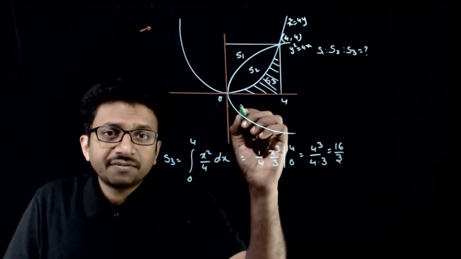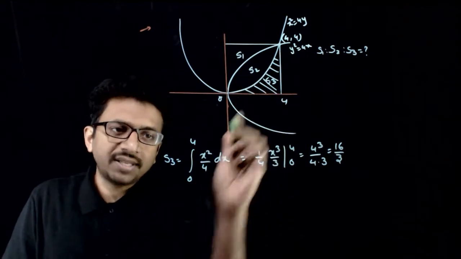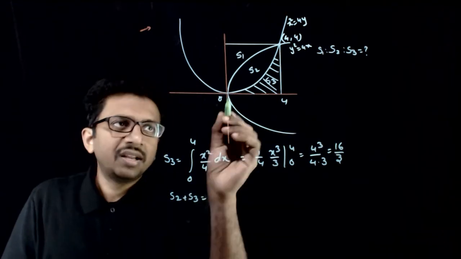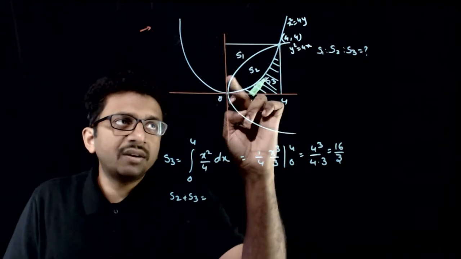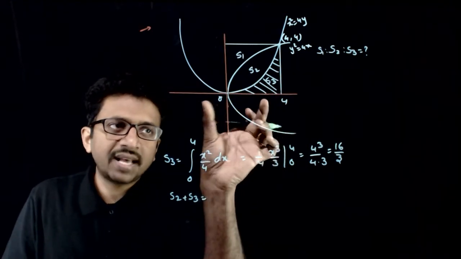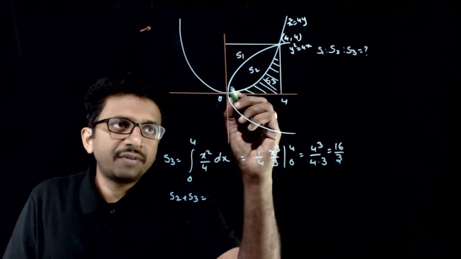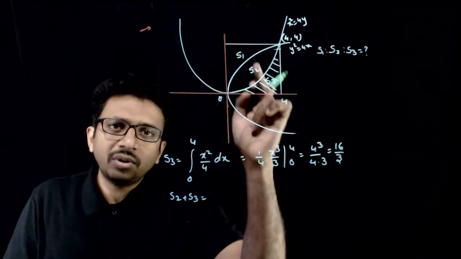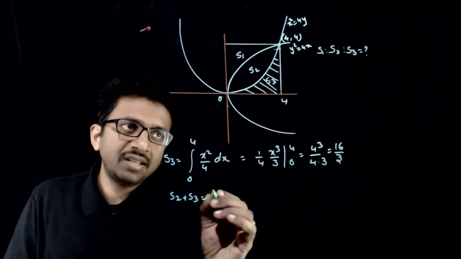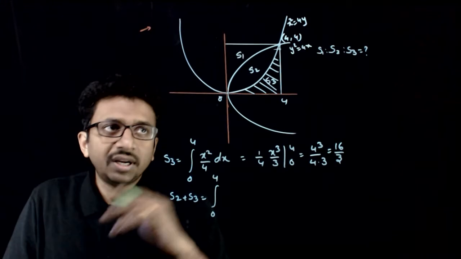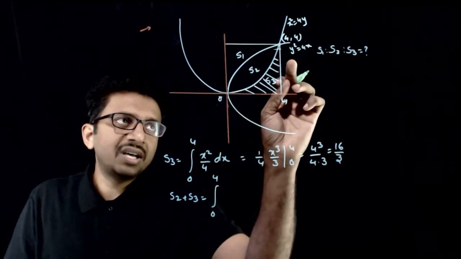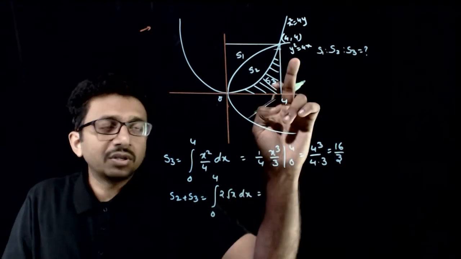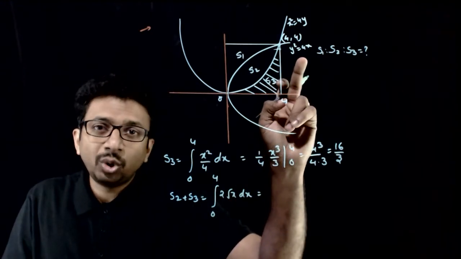Now, let us find the value of S2 plus S3. So let us find the area bounded by the curve y square is equal to 4x and the x-axis between 0 and 4. If I find the area bounded by this curve and the x-axis, I'll get both S2 and S3. So S2 plus S3 is equal to integration from 0 to 4 of this curve, which is 2 root x dx, because y square is equal to 4x, so y is equal to 2 root x.